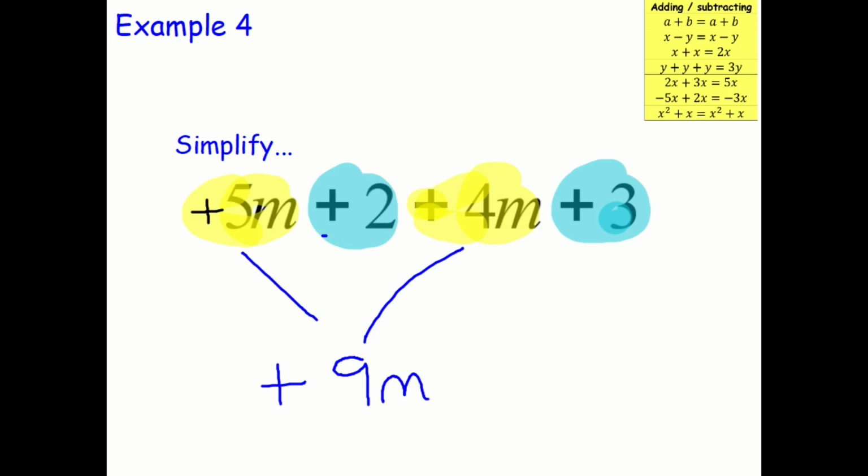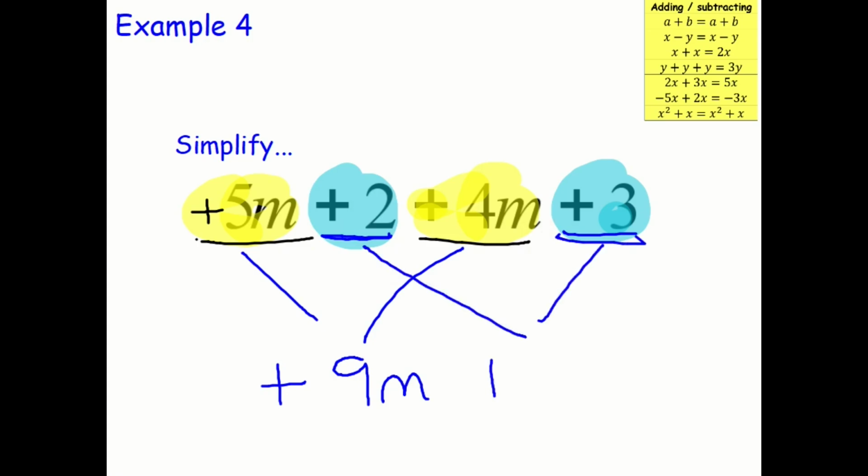But now I've got numbers, and the numbers are separate, so lots of students get confused, and they would say that this is 5m plus 2, making it 7m, plus 4, making it 11m, plus another 3, making it 14m, but it's not. Only these are your m terms. They are the only m terms you have, and these are number terms. So plus 2 plus 3 makes plus 5. So your final answer is 9m plus 5.